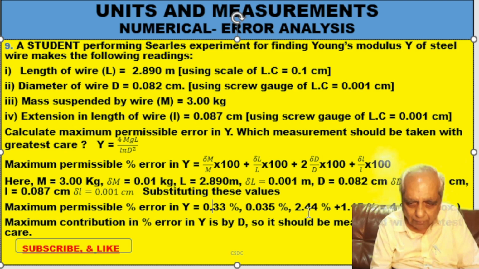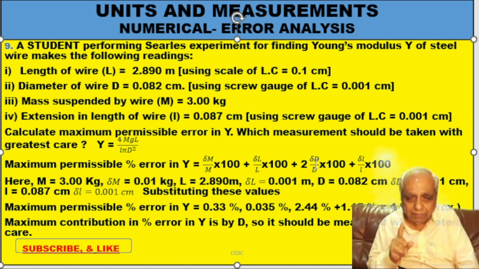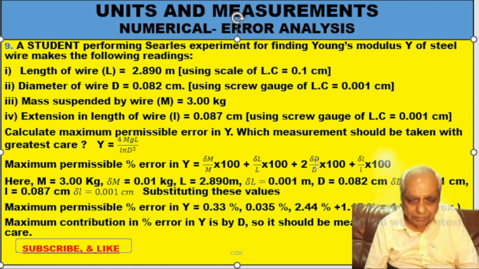And this 2.44 I have got from D. So D I should measure very accurately, so that my percentage error in Y is less. I hope you have understood this sum. So this sum had this point, how to get the error bands.